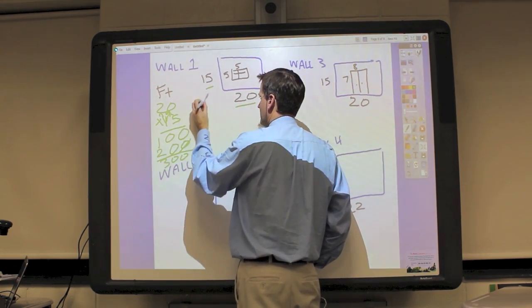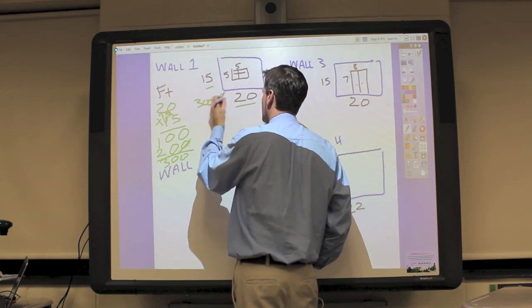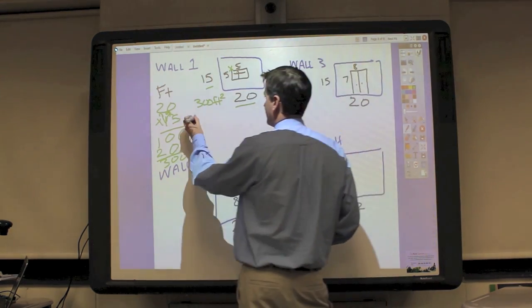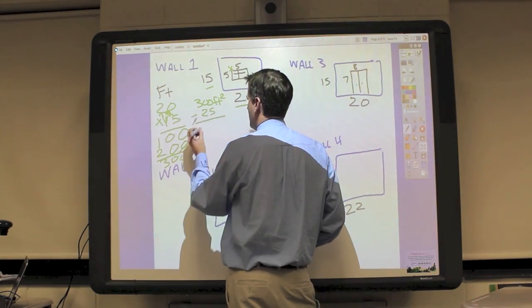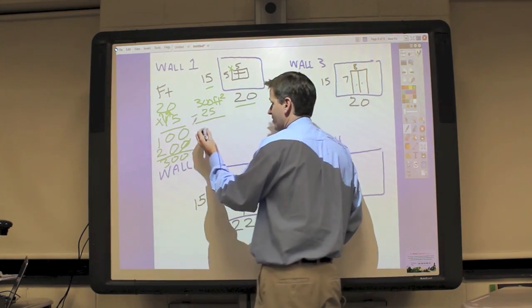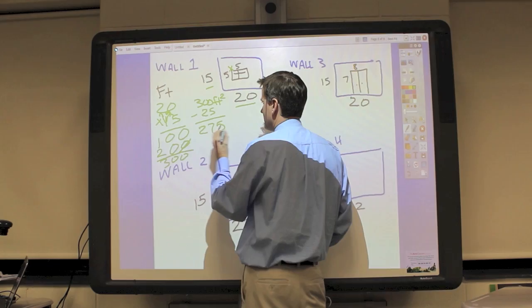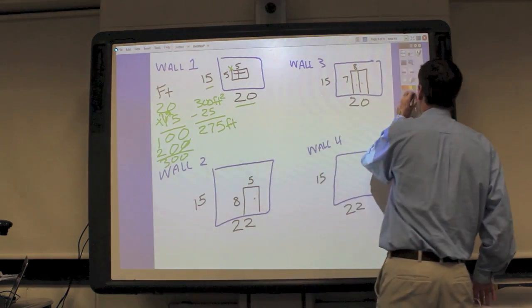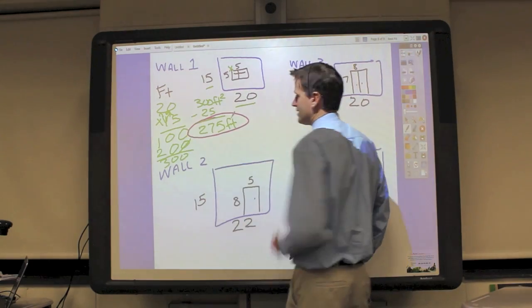All right, I'm going to write this up here. It's going to be 300 square feet. And then I'm going to subtract. Again, 5 times 5 would be 25. I'm going to subtract that from it. If I had $3 and I subtracted 25 cents, I know I'd have $2.75. Okay? Now, so our area for this wall is going to be 275.